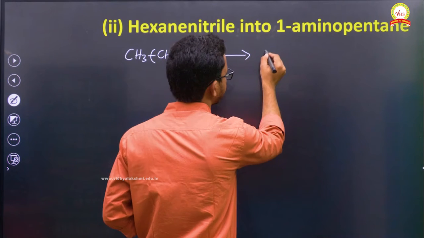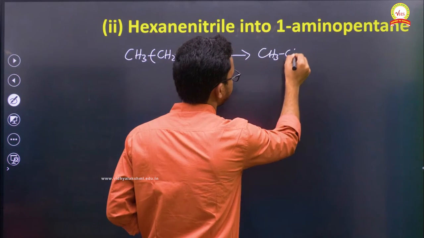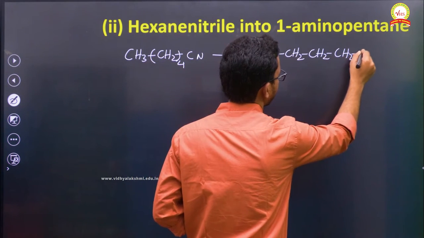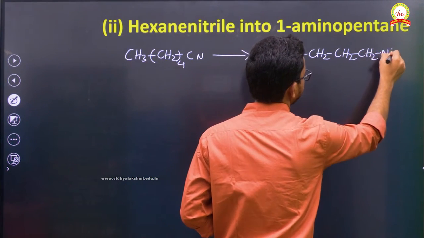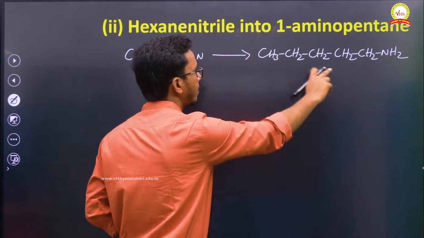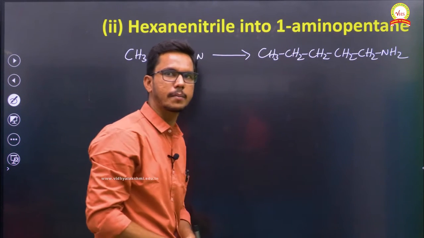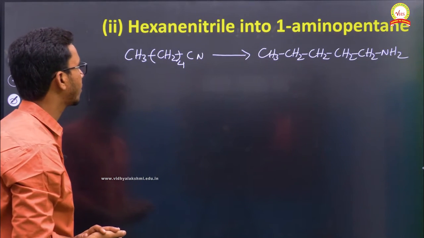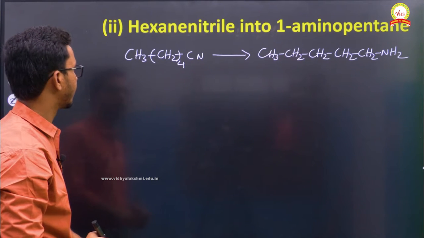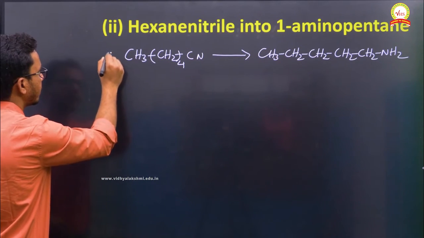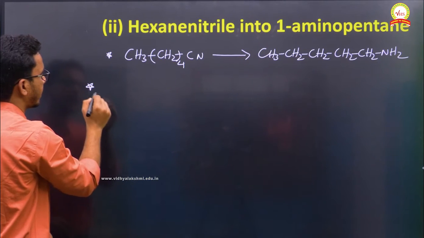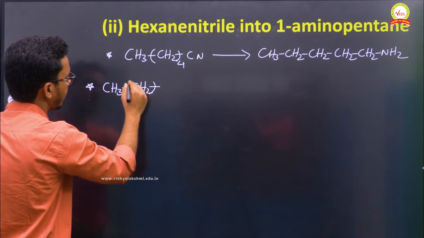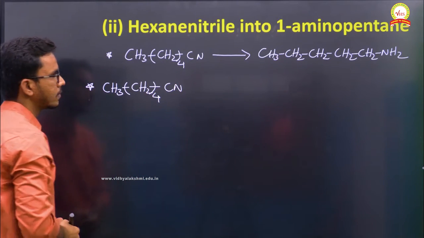What is 1-aminopentane? That is CH3, CH2, CH2, CH2, CH2 and NH2. We have 5 carbons here, and at the first carbon the NH2 group is there. That's why it is named 1-aminopentane. Now let us see how this conversion can be done. Let us take the reactant now. What is the reactant? That is hexane nitrile, that is CH3CH2 taken 4 times and cyanide.